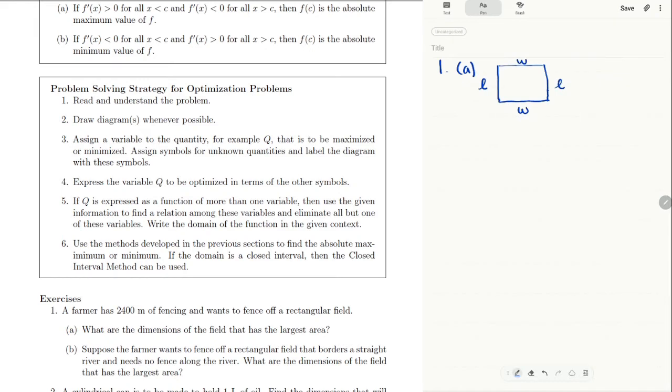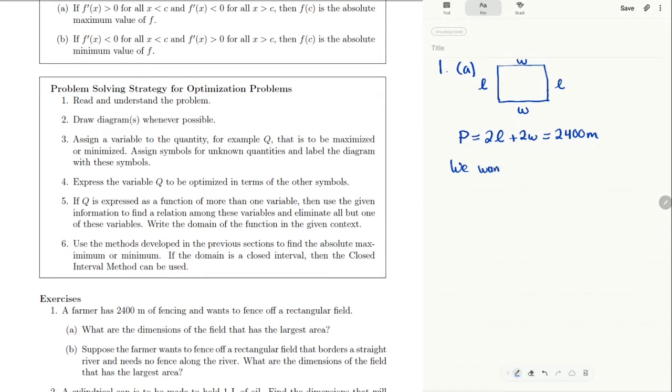And we're given that the farmer has 2,400 meters of fencing. And so what this tells us is that the perimeter of the fence, which is the sum of all of the sides, is going to be 2L plus 2W. And this has to be equal to 2,400 meters. And so this gives us a constraint on the amount of fencing that we can use. And now what we want to look for is the dimensions of the field that gives us the largest area.